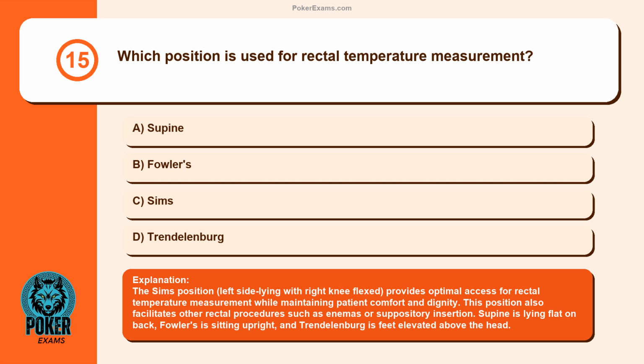The Sims position, left side lying with right knee flexed, provides optimal access for rectal temperature measurement while maintaining patient comfort and dignity. This position also facilitates other rectal procedures such as enemas or suppository insertion. Supine is lying flat on back, Fowler's is sitting upright, and Trendelenburg is feet elevated above the head.